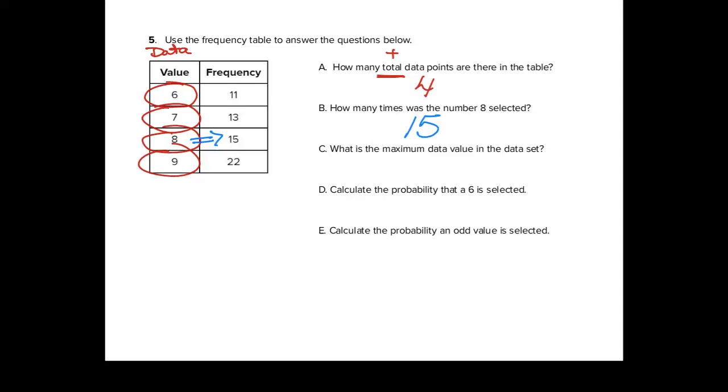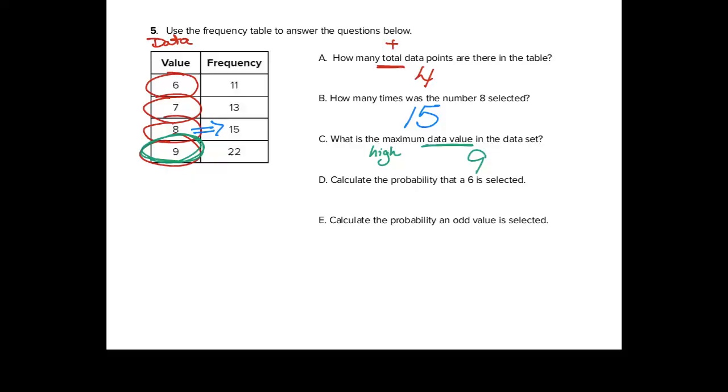Letter C, what is the maximum data value in the data set? What's the maximum value? Maximum means the highest, yes. No. What is the maximum data value? 9, yes. You're still talking about the data in general. Okay, so data is on the left. How often it came up is on the right.